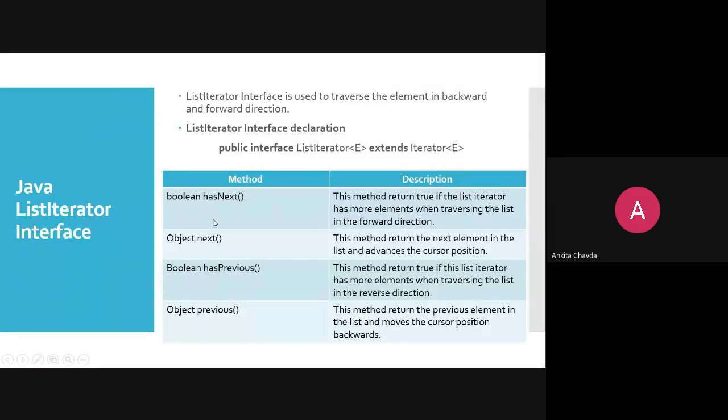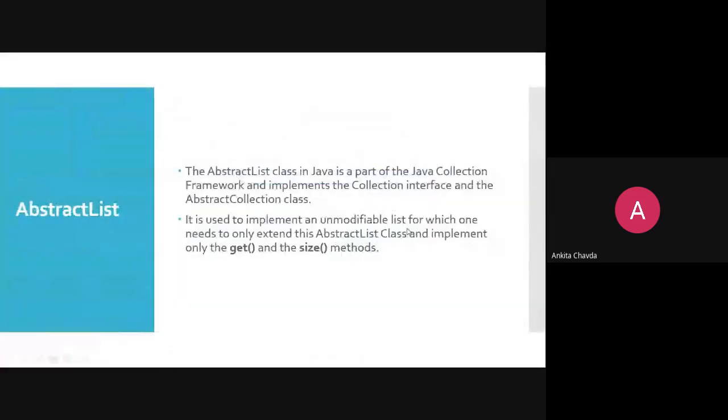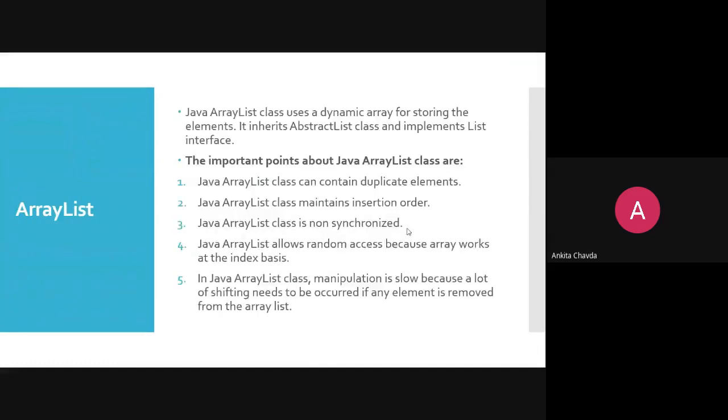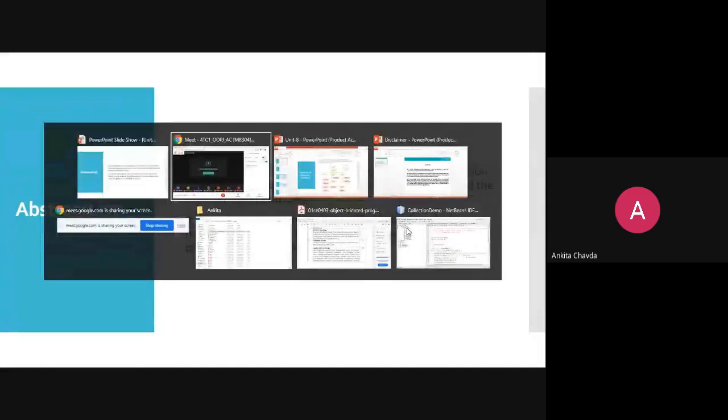Fine. So this is what we are using in our program. I hope it is clear. Then the abstract list class. What is the hierarchy actually? I'm showing you. Okay. Just give me a minute.